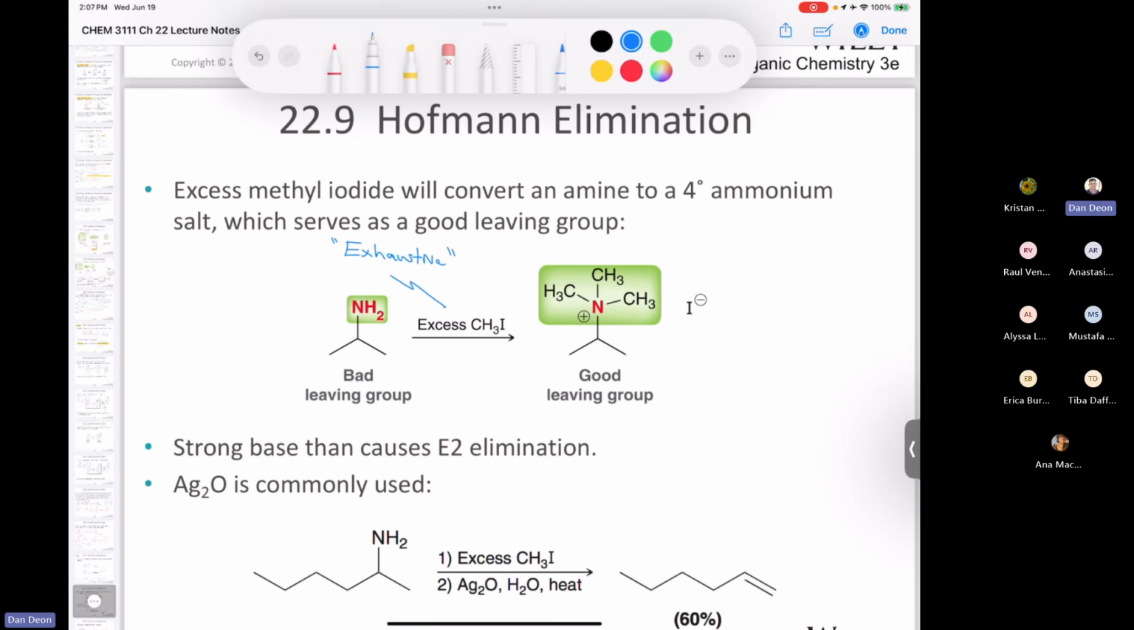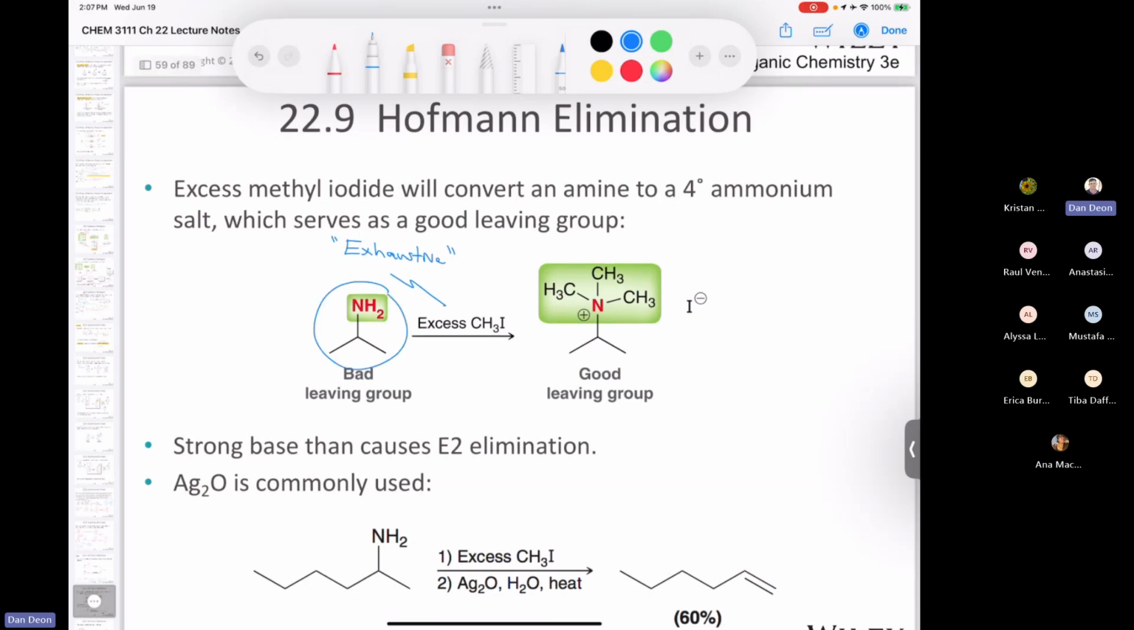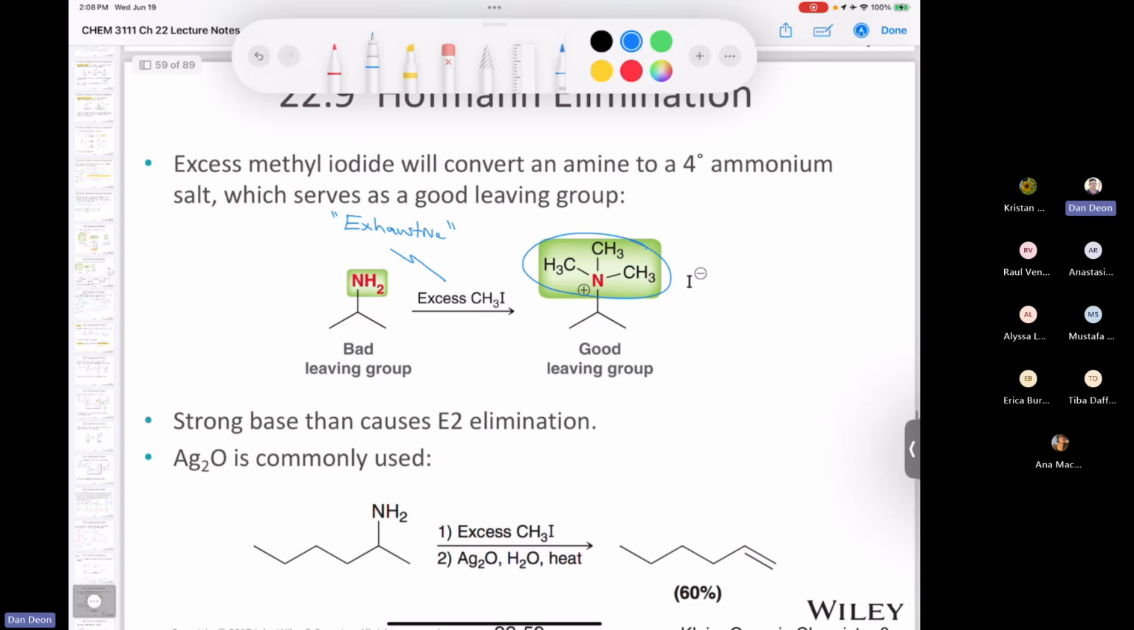So what happens is if you take something like this, so this is just isopropylamine, and you treat it with a whole bunch of methyl iodide or iodomethane, it's going to keep alkylating and alkylating and alkylating until you get a quaternary ammonium salt like this. Well, it turns out that the portion that's highlighted in green is a good leaving group. Now, an amine is a terrible leaving group, but once you have this trimethylamine, it does make a good leaving group, okay? So you'd end up with this, which would be called a trialkyl ammonium iodide salt.